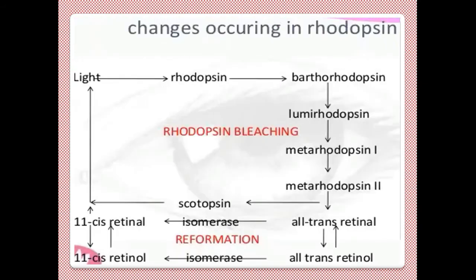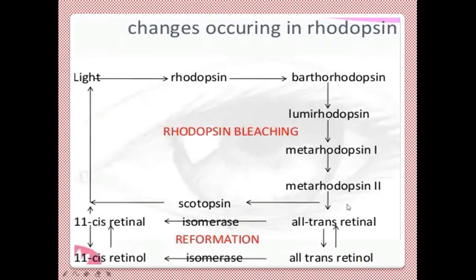So what are all the biochemical changes occurring in rhodopsin during photobleaching? When light falls on rhodopsin, photobleaching starts. The rhodopsin bleaching cycle starts where rhodopsin is first converted into intermediates. Several intermediates are formed. The first intermediate is bathorhodopsin, which is converted into lumirhodopsin. Then it is converted into metarhodopsin 1, then into metarhodopsin 2.